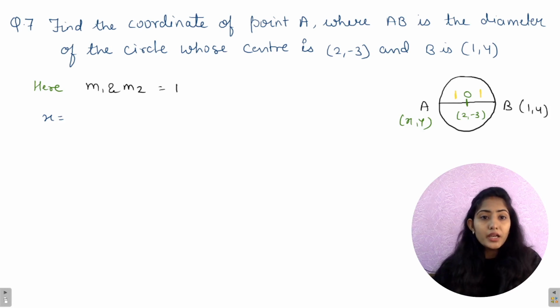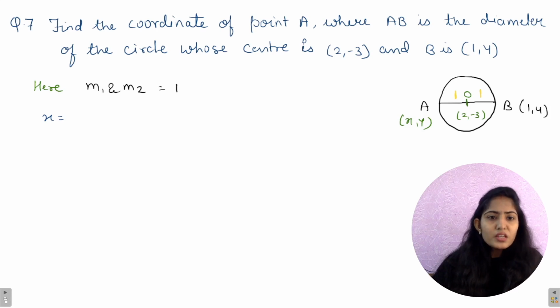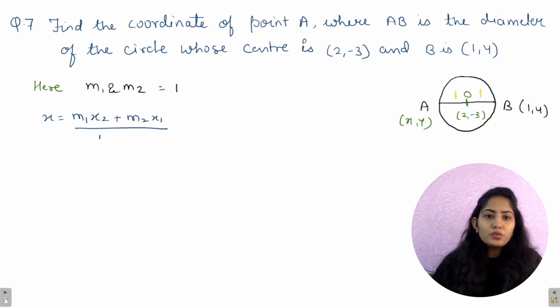लेकिन यहाँ पे उल्टा कर रखा है, यहाँ पे ये जो x है y है वो एक्चुअली x1, y1 होगा. तो लेट्स पुट फर्स्ट द फॉर्मूला, और फॉर्मूला इज (m1 x2 + m2 x1) / (m1 + m2). So first of all we will solve it for x.